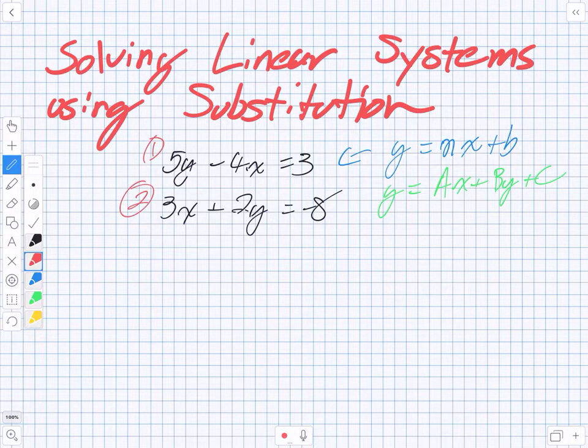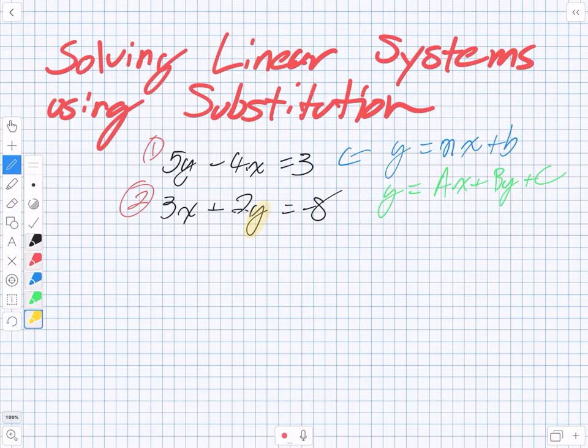What variable would you like to set it equal to? First of all, which equation do you want to work with to start? It doesn't matter. 2. Okay, we'll work with equation 2. And which variable would you like to set it equal to? 2y. Okay, so we'll set it equal to just the y, actually. We don't need the coefficient.